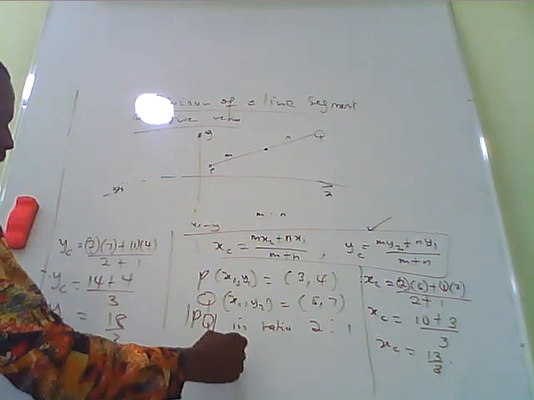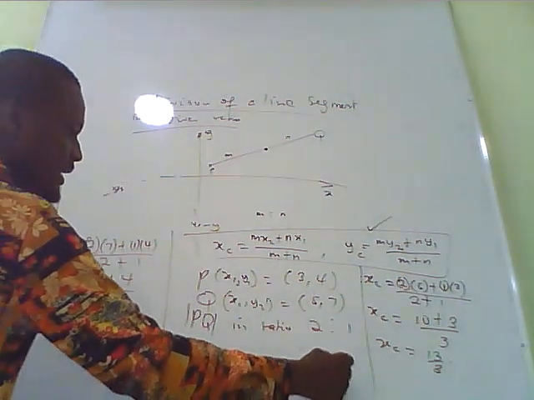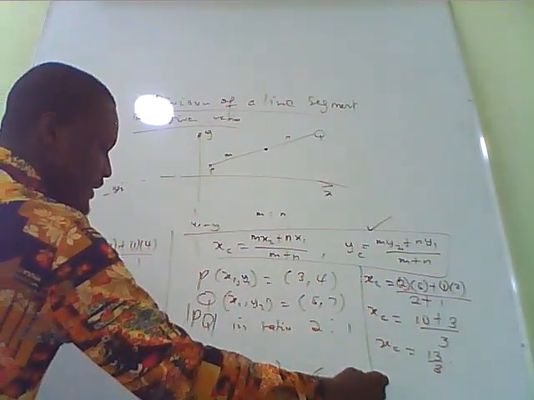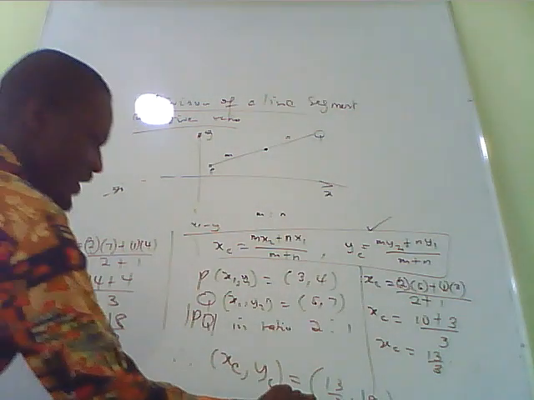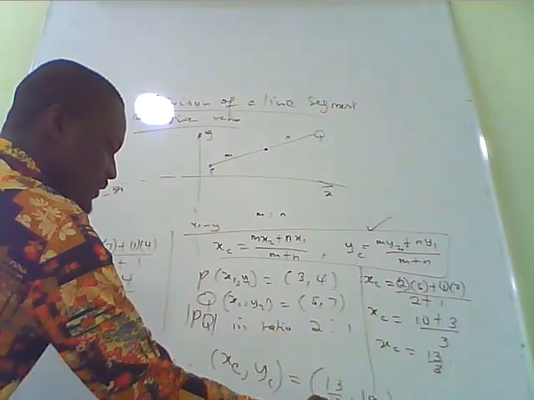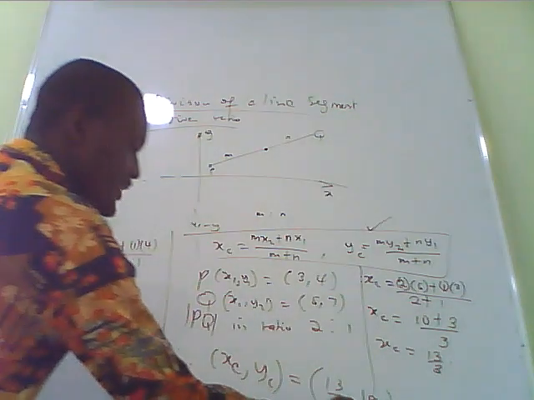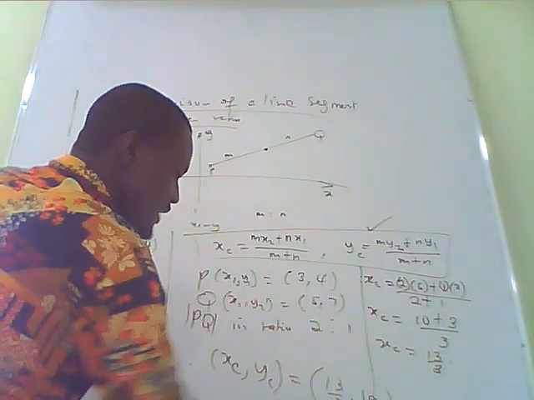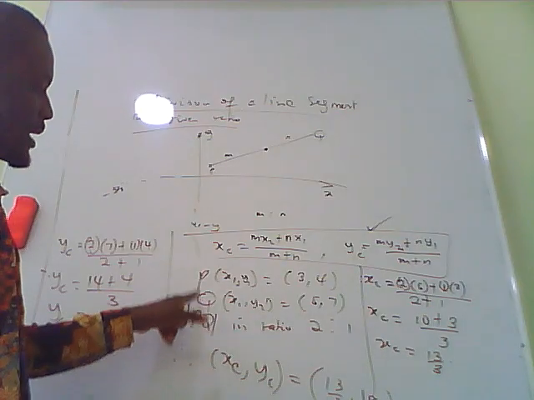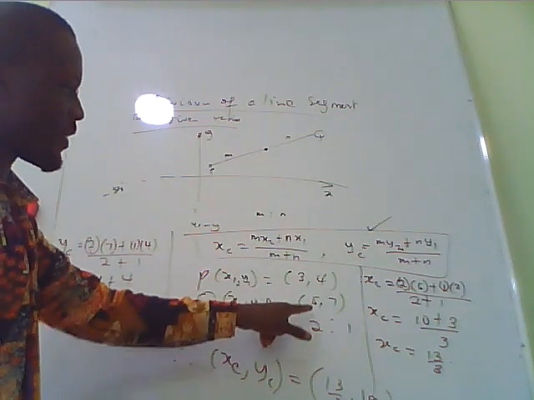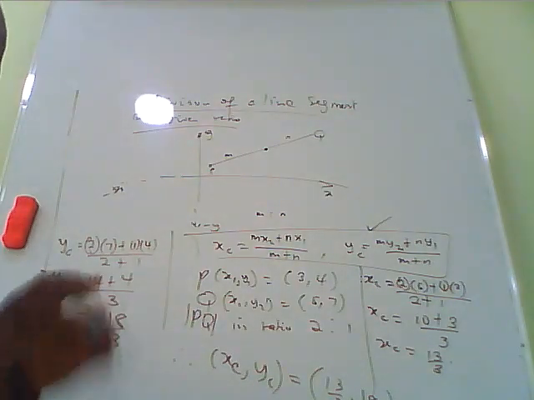Therefore, we have x subscript c and that of y going to give us 13 over 3 and 18 over 3. So at this point, simplifying further, we're going to have 13 over 3 and 18 divided by 3 is going to give us 6. So this is actually the division of the line segment P and Q, having 3,4 and 5,7. That is the division of a line segment in a given ratio.